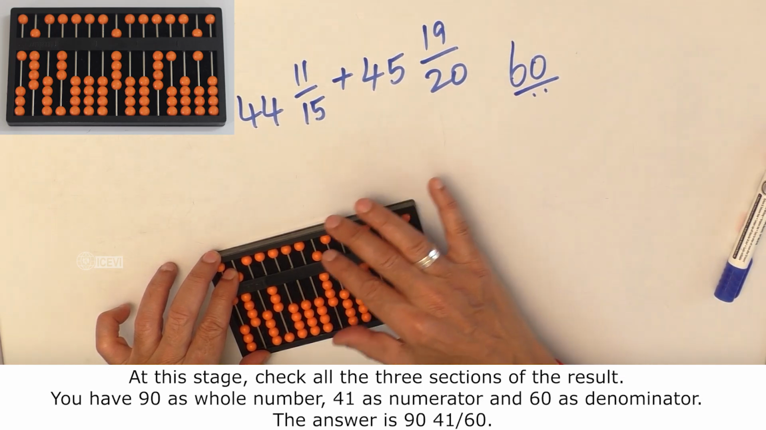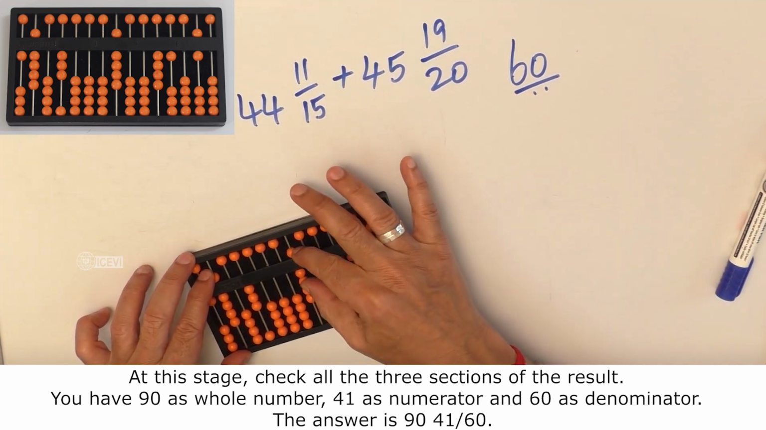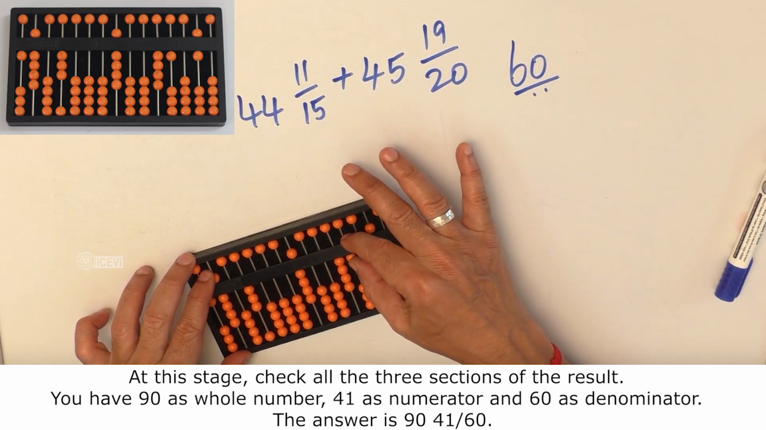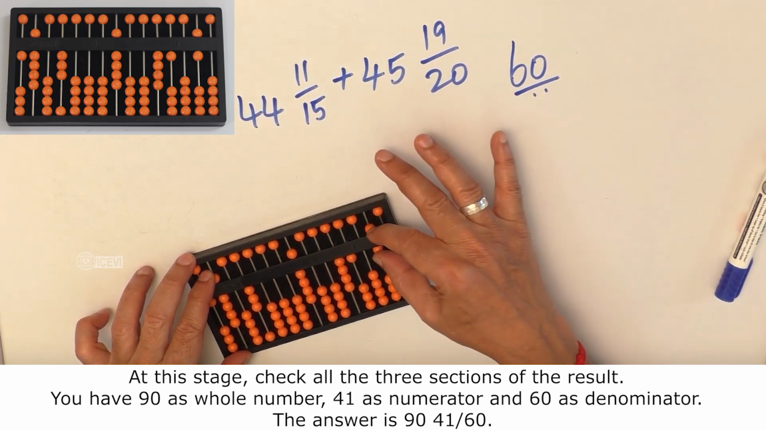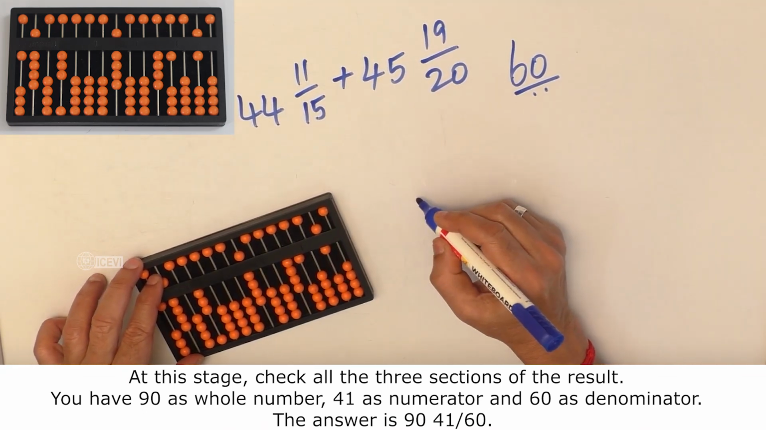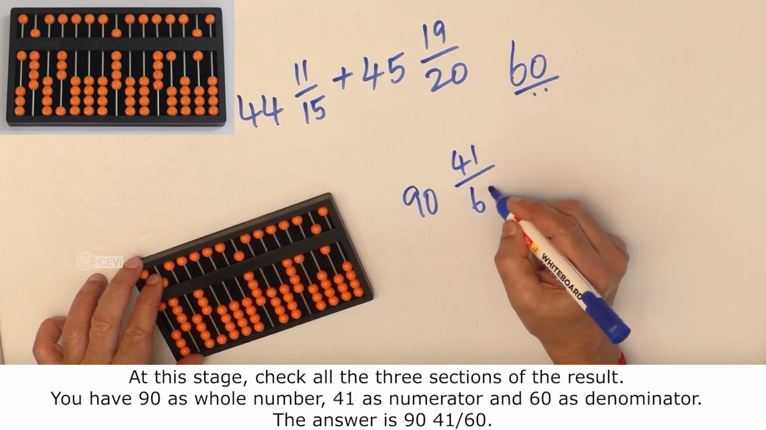At this stage, check all the 3 sections of the result. You have 90 as the whole number, 41 as the numerator, and 60 as the denominator. That is, the answer is 90, 41 by 60.